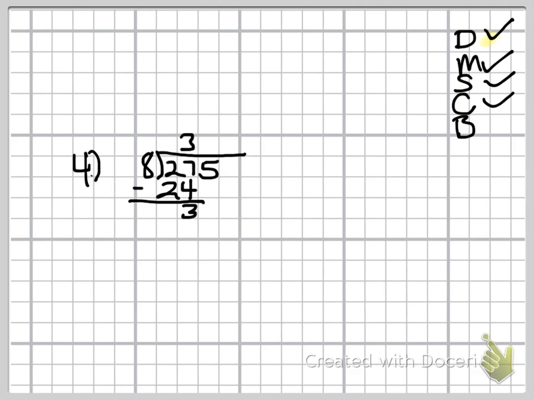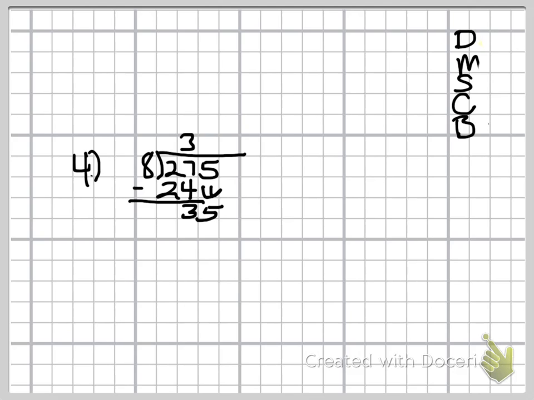So I know that 8 can't go into 3, so I do my last step, and that's bring down. I bring down my 5, so I have 35. How many times can 8 go into 35? Did you see what I just did? I just started this whole process again, so I'm going to erase these.